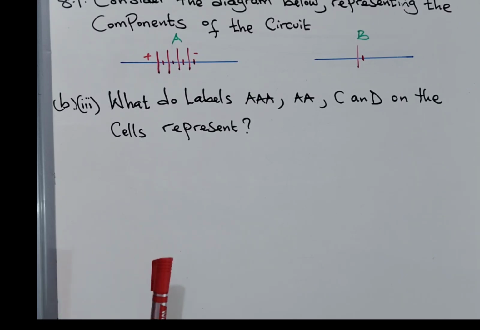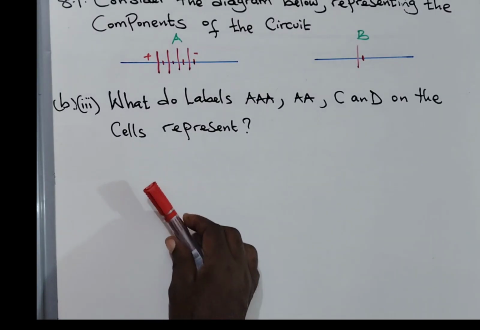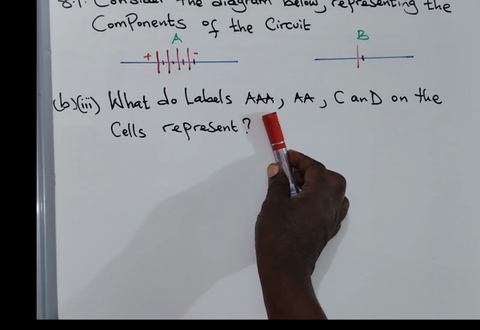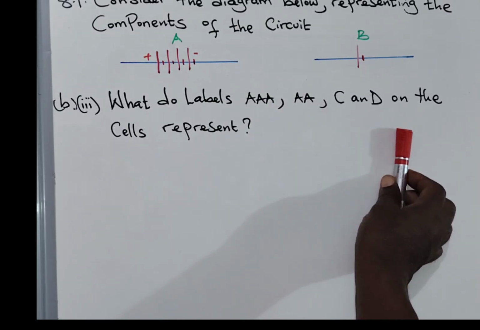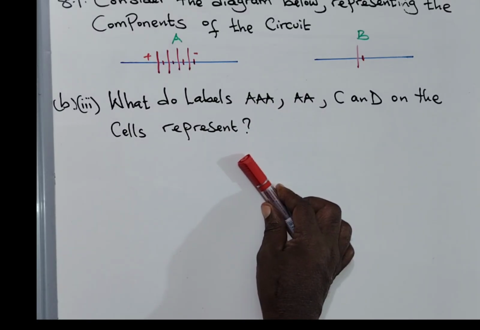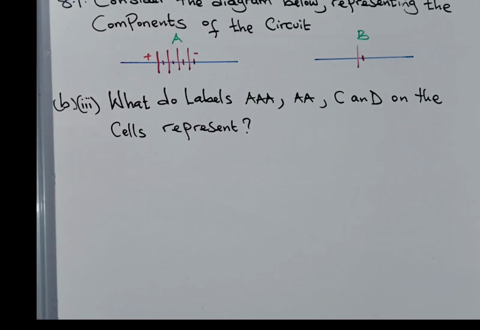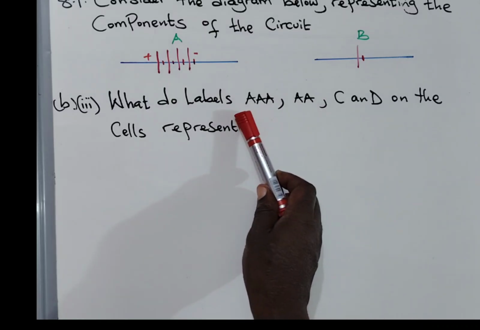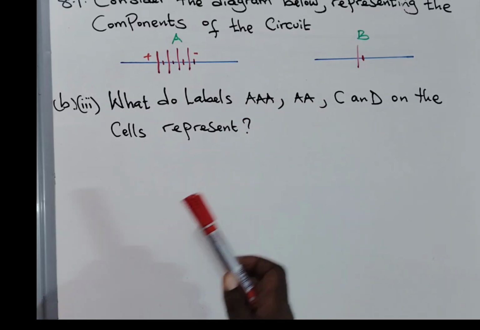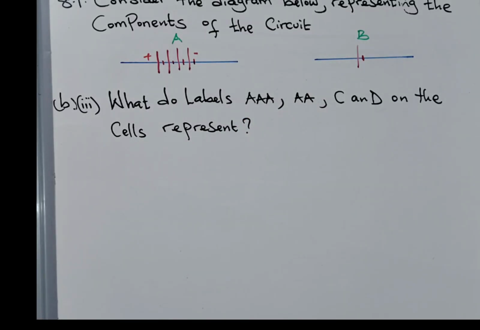Then we come to this one. It says, what do labels AAA, AA, C, and D on the cells represent? We normally see on the cells which we buy, some are labeled AAA, AA, C, and D. What do these labels represent? They represent the size of the cell.